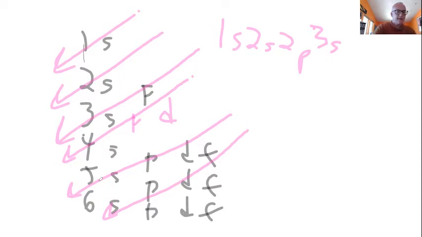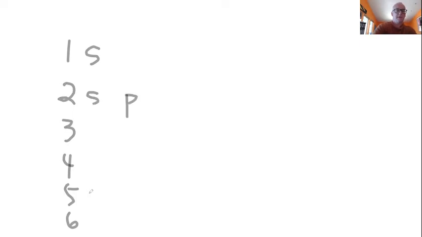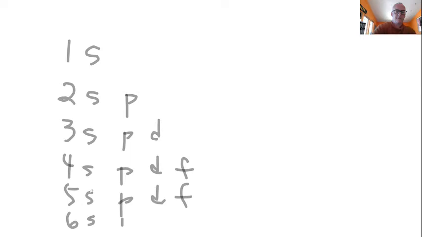Let's start over. It's important to have a straight edge when you're doing this. So, 1, 2, 3, 4, 5, 6. S, S, P, S, P, D, S, P, D, F, S, P, D, F, S, P, D, F. Okay, that's a little straighter than I had it before.